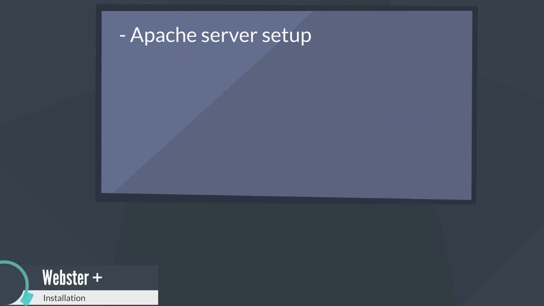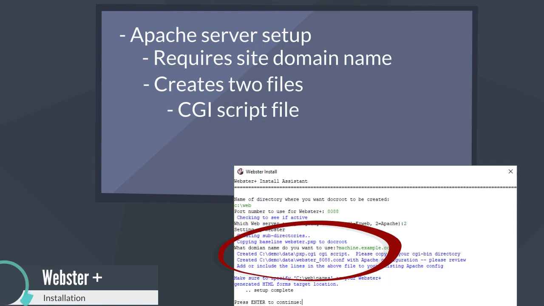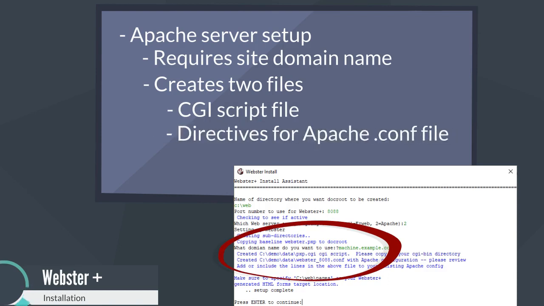If you selected to use an Apache server, the installer will prompt for the website domain name needed by Apache, and will then create UCGI script file and configuration lines to add to your apache.conf file.